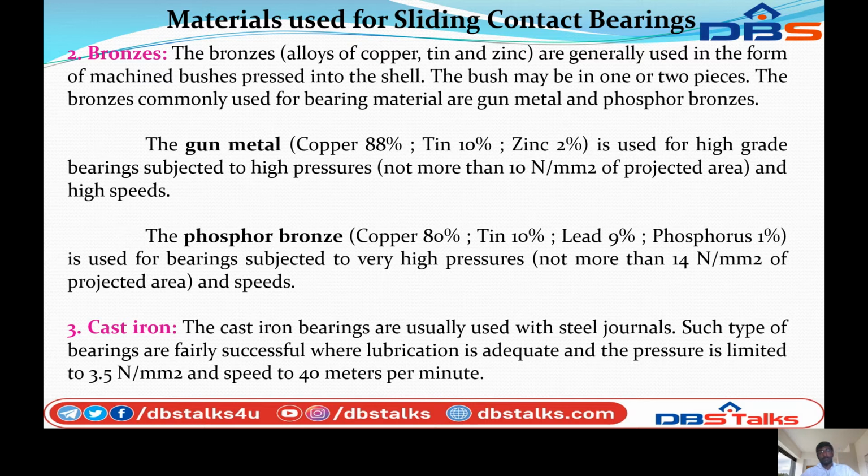Coming to the next material, cast iron. The cast iron bearings are usually used with steel journals. Such types of bearings are fairly successful where lubrication is adopted and the pressure is limited to 3.5 Newton per mm square and the speed is 40 meters per minute.